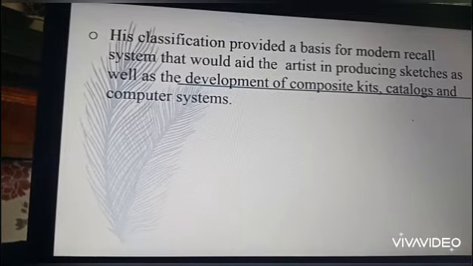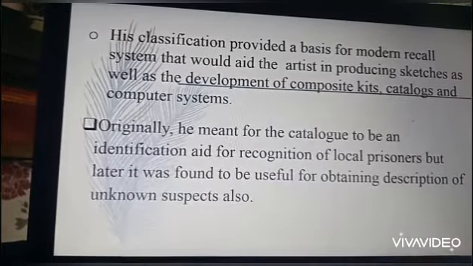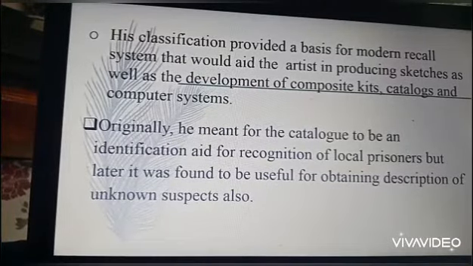His classification provided a basis for modern recall systems that would aid the artist in producing sketches, as well as the development of composite kits, catalogs, and computer systems. Originally, he meant the catalog to be an identification aid for recognition of local prisoners, but later it was found to be useful for obtaining descriptions of unknown suspects also.